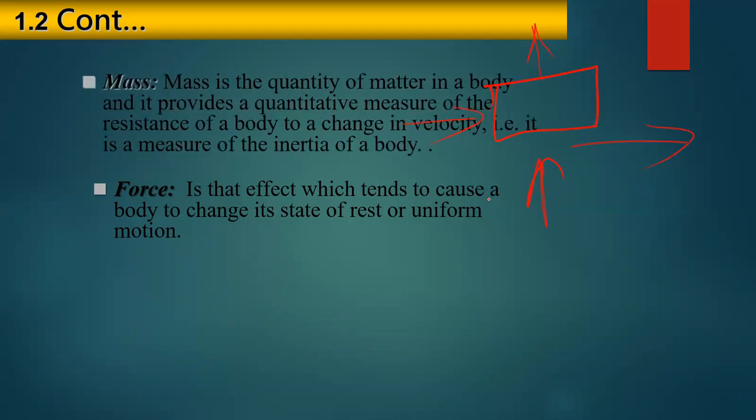And then there's also what is known as the mass. The mass is simply the quantity of matter in a body. This is just the basic definition of mass. We all know this. Mass is simply the quantity of matter in any body, the amount of substance in any body is what we simply call the mass.